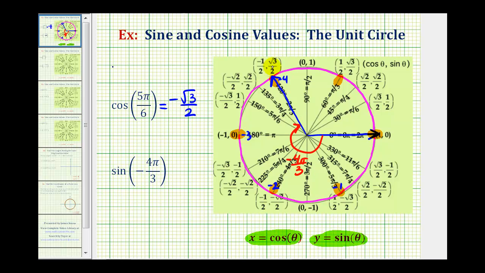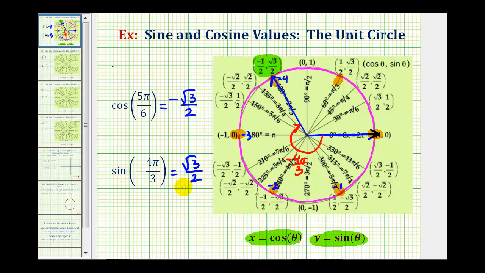And here's the point where the terminal side intersects the unit circle. The x-coordinate is negative 1/2. The y-coordinate is square root 3 divided by 2. Because we're looking for the sine function value, this is equal to positive square root 3 divided by 2.